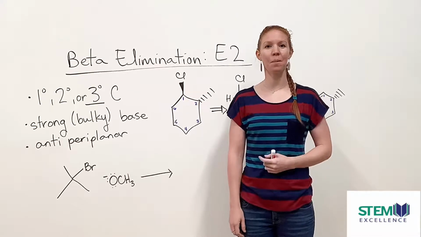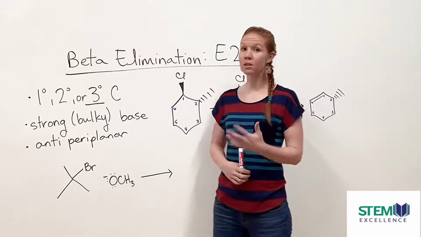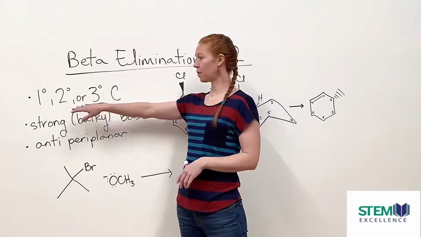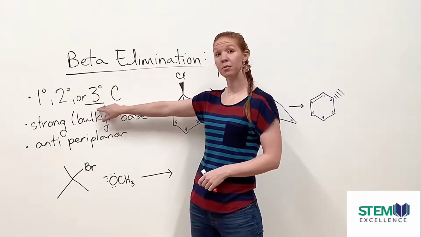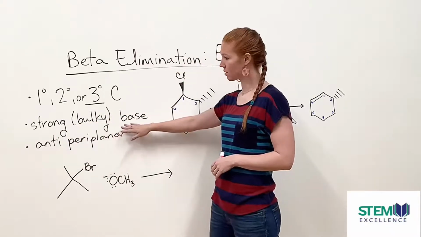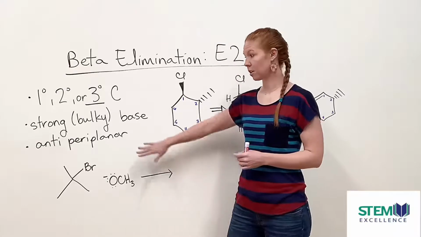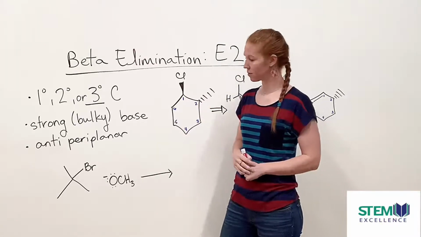Today, I'm going to talk about beta elimination that follows an E2 mechanism. For an E2 mechanism, we can have a primary, secondary, or tertiary carbon, but tertiary is preferred. We also need a strong and sometimes bulky base, and we need a configuration that is anti-periplanar. Let's look at a couple examples.